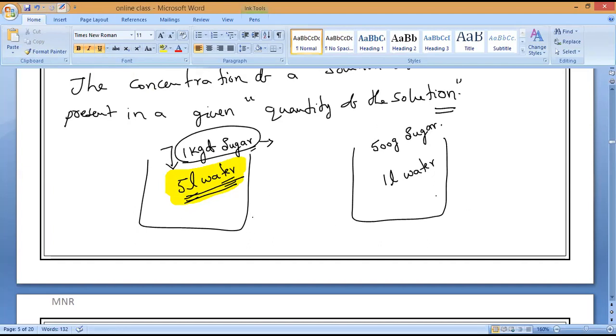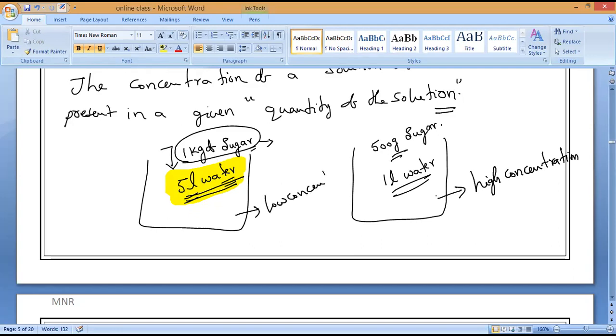This one or this one? First one or second one? 1 liter of 500 grams. Concentration. Why is it high concentration? Because for 1 liter there are 500 grams of sugar, but here in 5 liters, how many grams of sugar? 1 kg sugar only, so I mean 1000 grams.